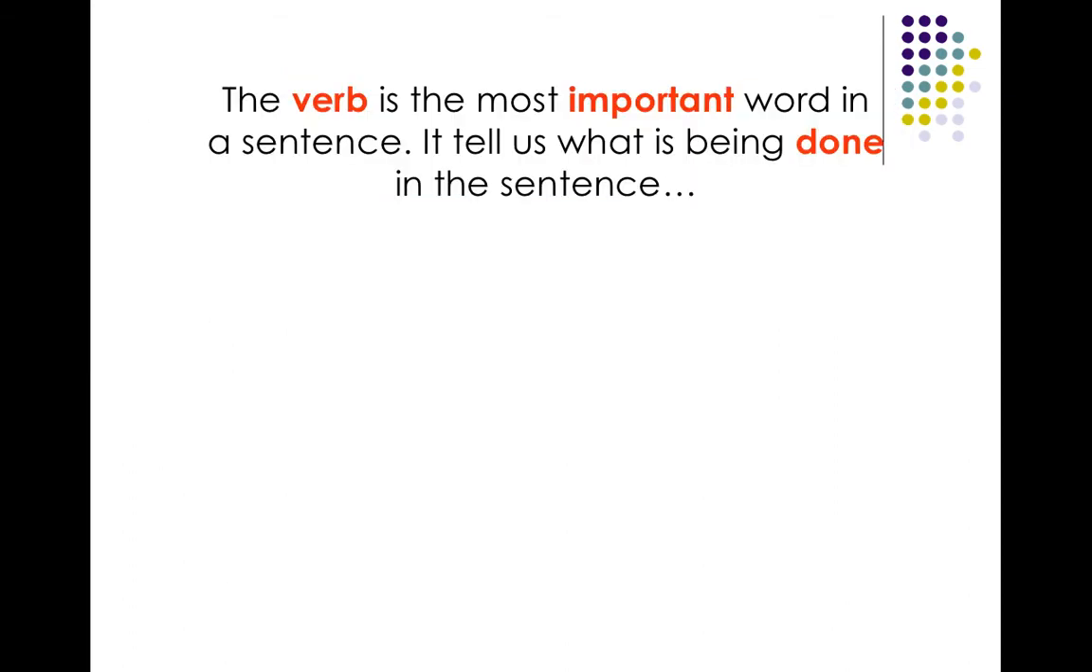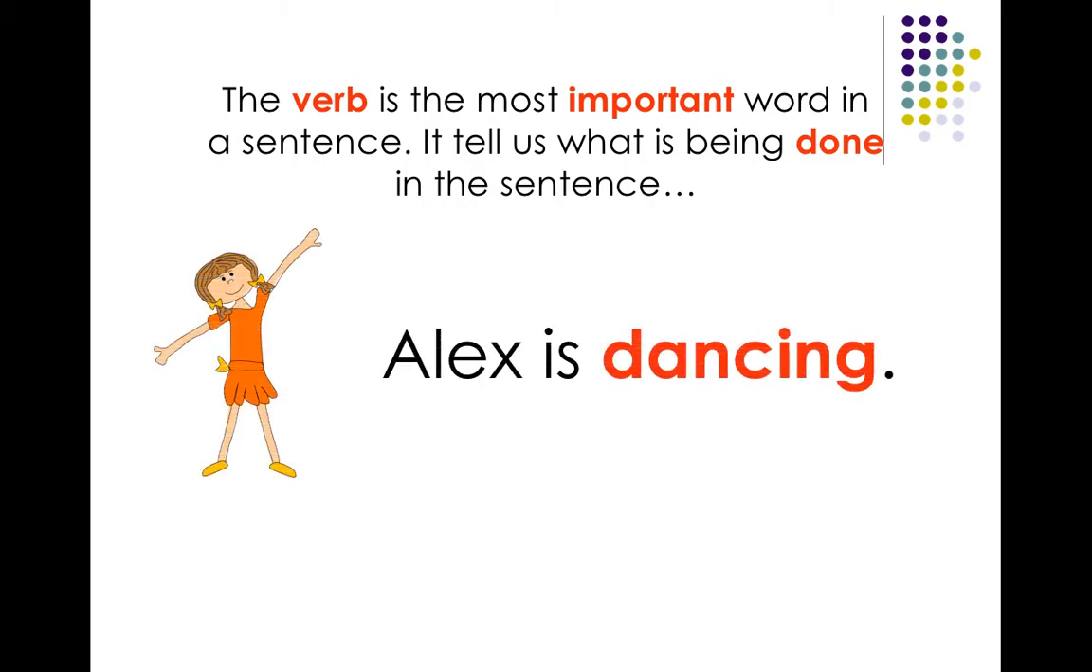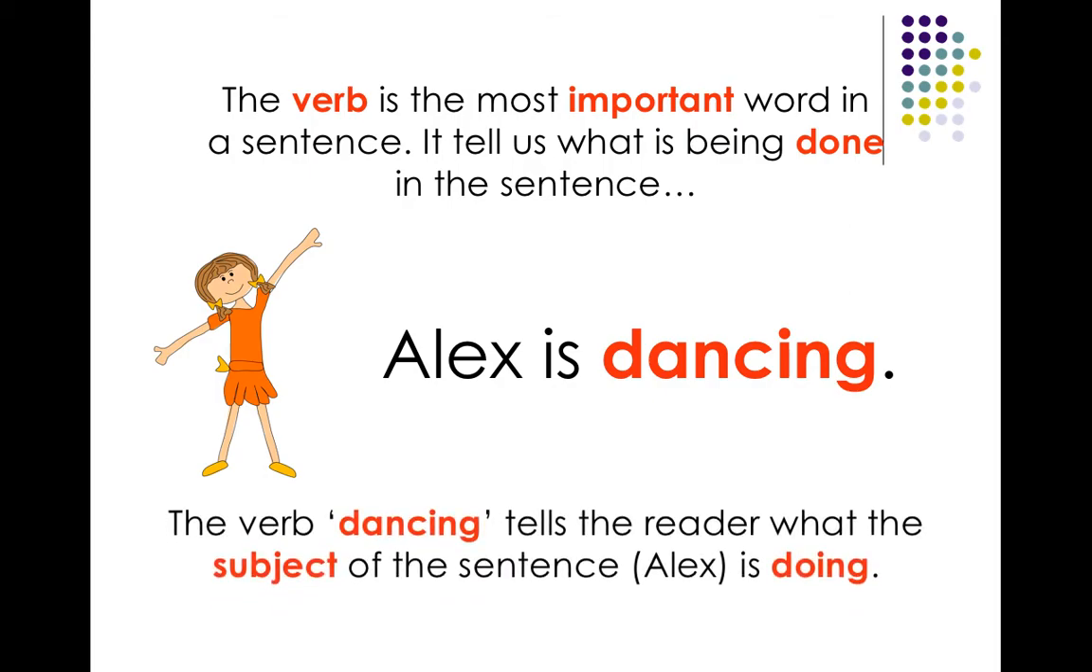A verb is the most important word in a sentence. It tells us what is being done in the sentence. Alex is dancing. So I told you that sometimes a verb can tell us the state of being. This is a good example. Is here is also a verb. The verb dancing tells the reader what the subject of the sentence, Alex, is doing. And here this verb is helping us to understand when that is occurring, as well as the ending ing. We'll talk about that when we're together in class.